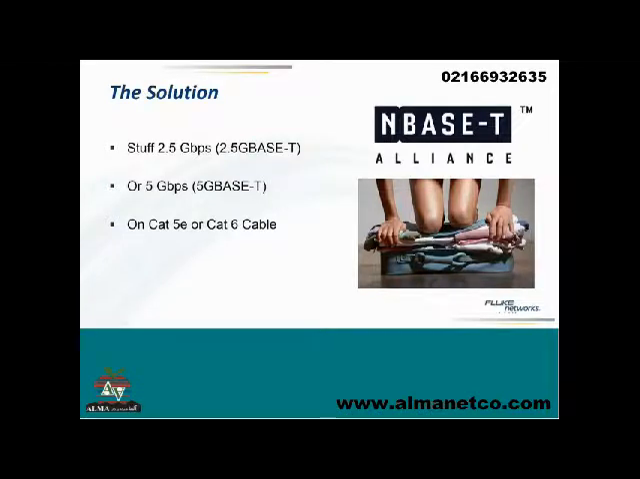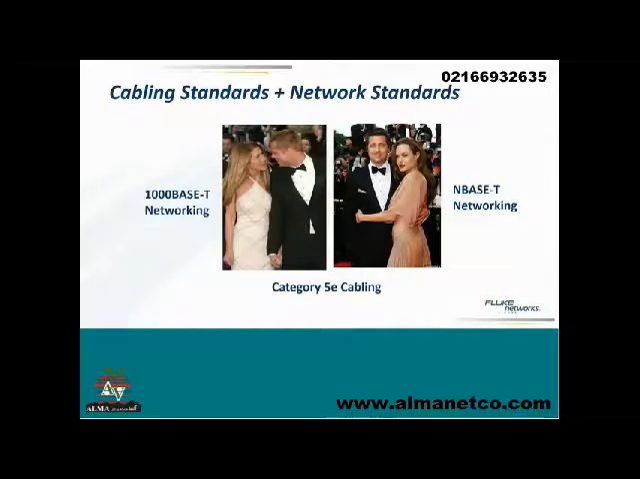So now you can install NBASE-T or 802.11ac over your Category 5e cabling. And just in the same way that Brad Pitt moved on from Jennifer Aniston to Angelina Jolie, you can move your Cat 5e cabling from gigabit Ethernet up to NBASE-T, which is 2.5 gigabit Ethernet, or maybe even 5 gigabit. So I hope this makes it all very clear to everyone why Brad Pitt is like a cabling standard. Angelina Jolie and Jennifer Aniston are more like a network standard.